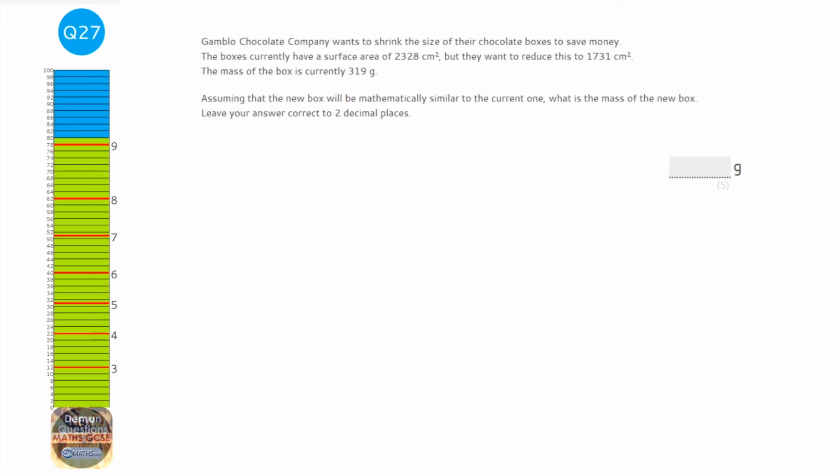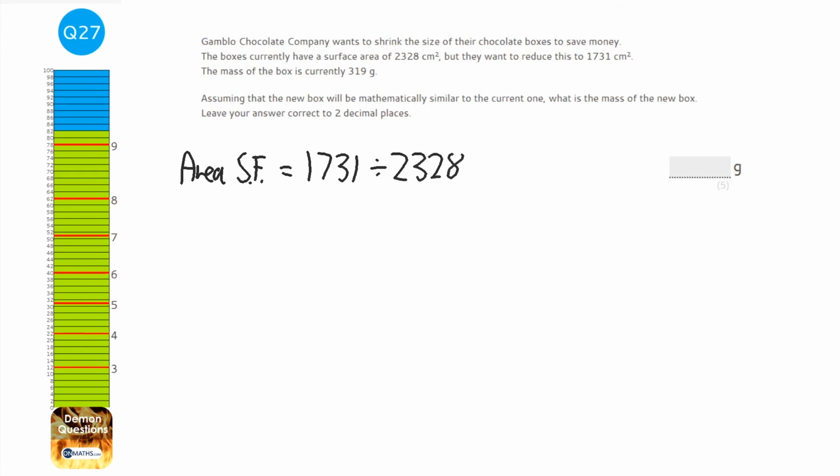This seems like quite a complicated question, but if you break it down into steps, it's much, much simpler. We need to find out, first of all, what the area scale factor is. Now, it's important that you realise that there's a linear scale factor, an area scale factor, and a volume scale factor. To work out the area scale factor, I'm going to get the 1731, which is the new size, and divide it by the old size, which is 2328.